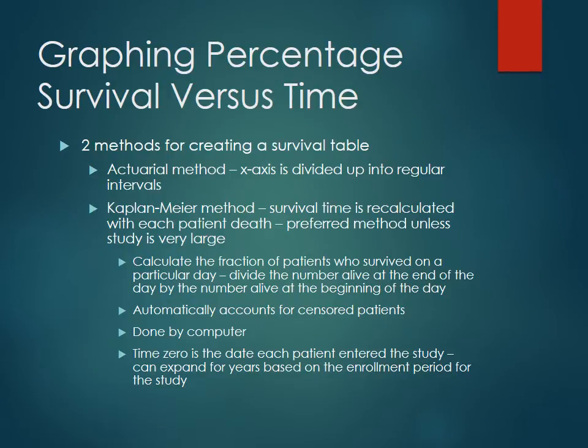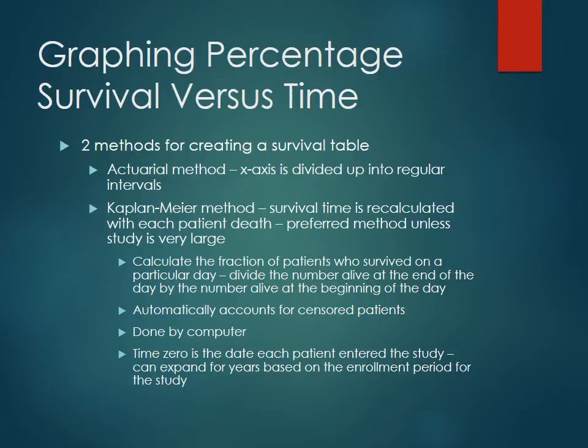So there's kind of two methods for creating a survival table. We're going to mainly talk about the Kaplan-Meier method, but the other kind you can do is the actuarial method, where essentially you would have patients, you'd have a standard time frame on your x-axis, and as patients entered different points in the study, you would just include them in that analysis at that point.